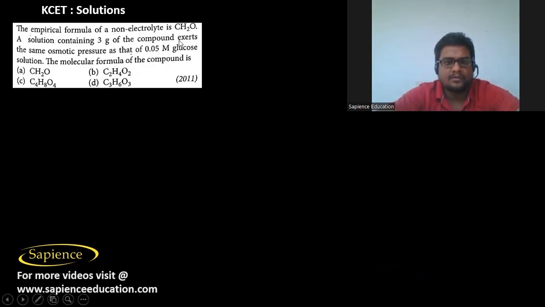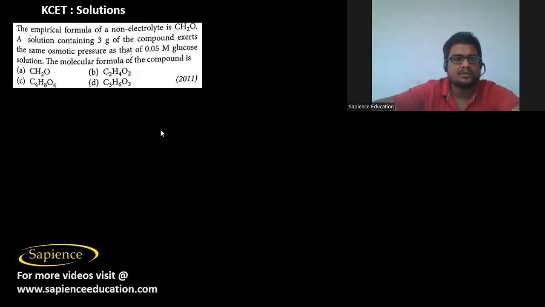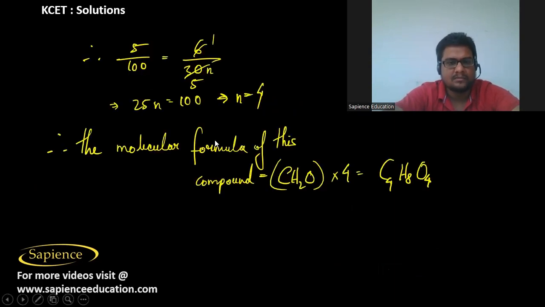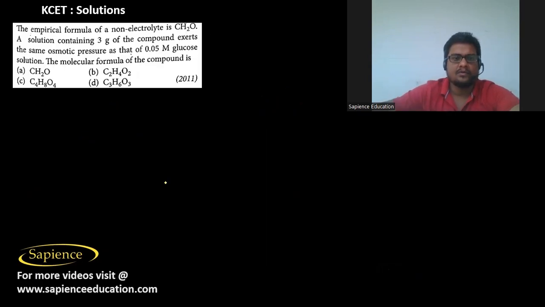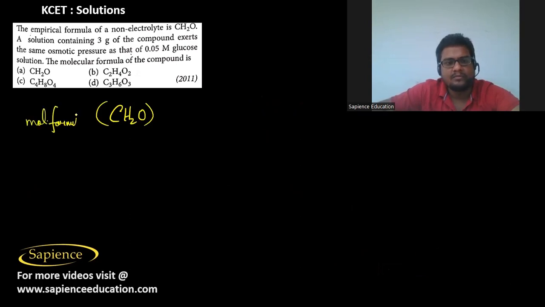Then here it is told that the empirical formula of a non-electrolyte is CH2O. So it means its molecular formula will be of the form (CH2O)n, and a solution containing 3 gram of that compound exerts the same osmotic pressure as that of 0.05 molar glucose solution.